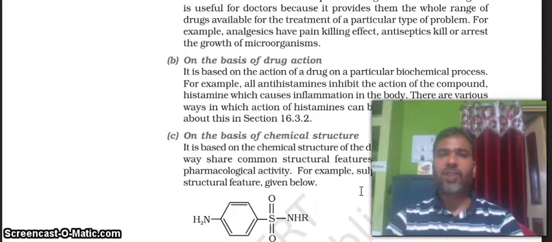On the basis of drug action: it is based on the action of a drug on a particular biochemical process. For example, all antihistamines inhibit the actions of the compound histamine, which causes inflammation in the body. There are various ways in which actions of histamine can be blocked. You will learn in detail in the next video.